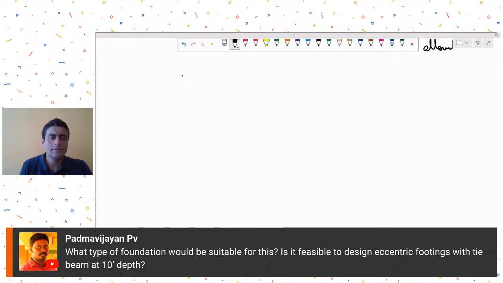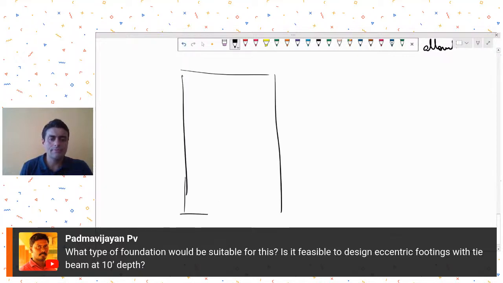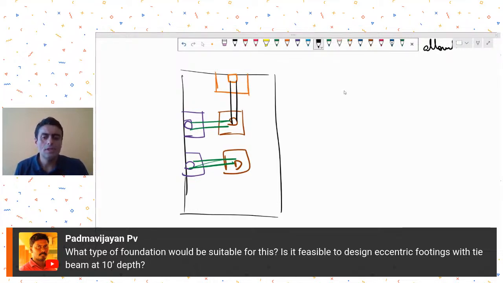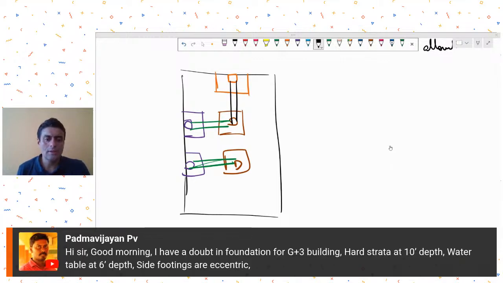It's perfectly all right. So if this was your plot plan and here you were getting some eccentric footings, you could easily tie them up in the direction of eccentricity with the internal footings. So if these are my internal footings, in the direction of eccentricity, add tie beams like this. Okay, that's perfectly fine. Whether it is at 10 feet or 12 feet, that's not a concern. And if this is eccentric like this, add tie beams again in the direction of eccentricity like this. So hard strata, if you're getting at 10 feet, it's perfectly fine to provide eccentric footings and provide tie beams with it.